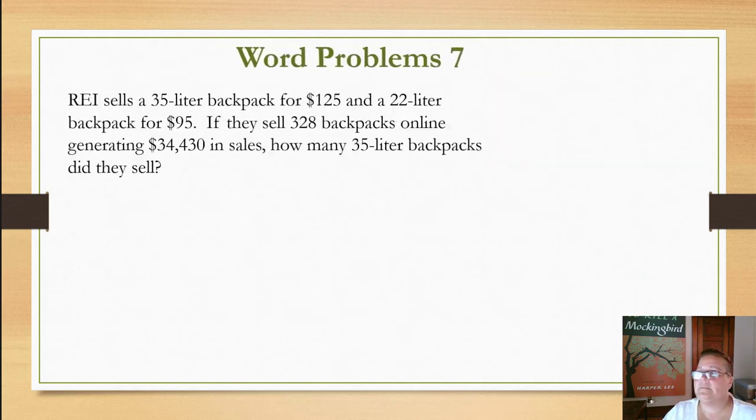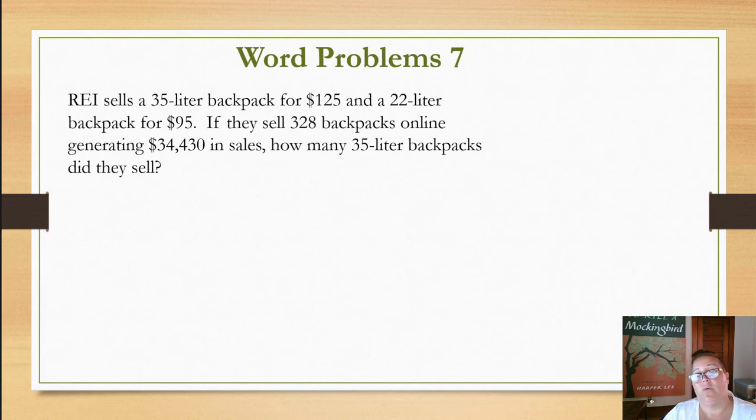All right. Now we're going to take a look at problem number 7. Word problem number 7 is very similar to word problem number 6. REI sells a 35-liter backpack for $125 and a 22-liter backpack for $95. If they sell 328 backpacks online and generate $34,430 in sales, how many of the 35-liter backpacks, those are the larger ones, did they sell?